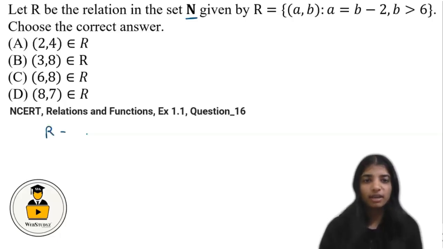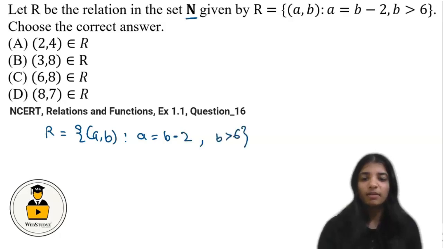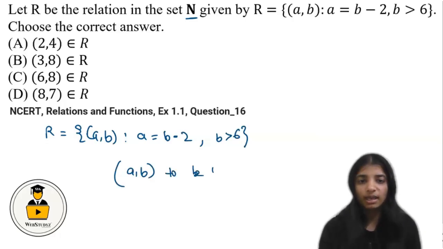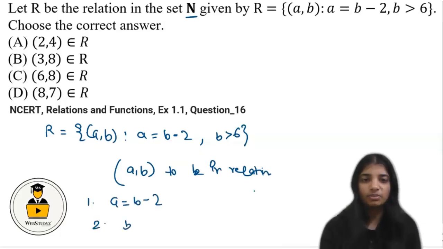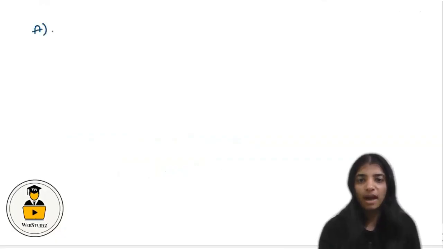So basically here we are given the relation R, which is (a, b) such that a = b - 2, and there is another condition for b, where b is greater than 6. So for (a, b) to be in the relation, there are certain conditions. The first condition is that a must be equal to b - 2, and the second condition is that b must be greater than 6. So here we are going through option by option, starting with option A.